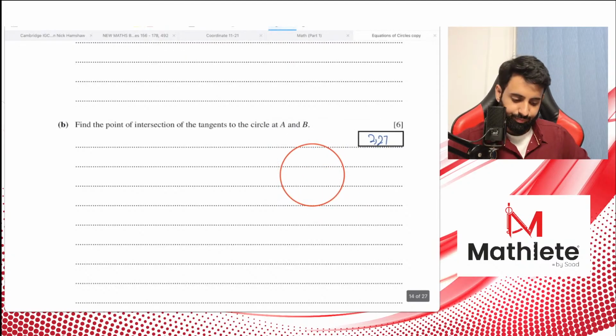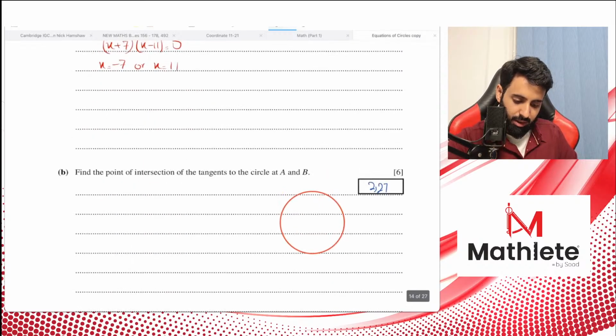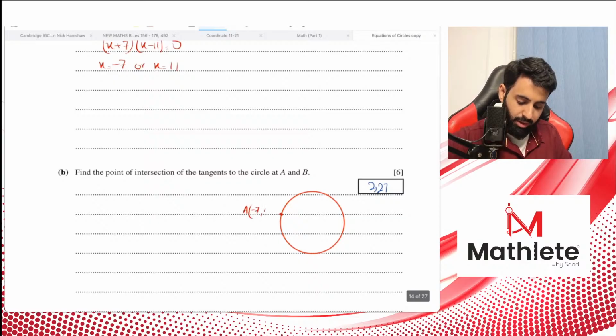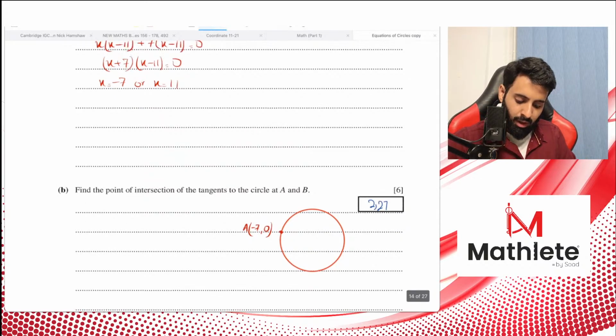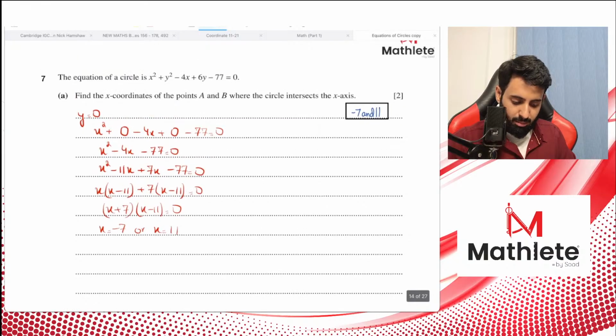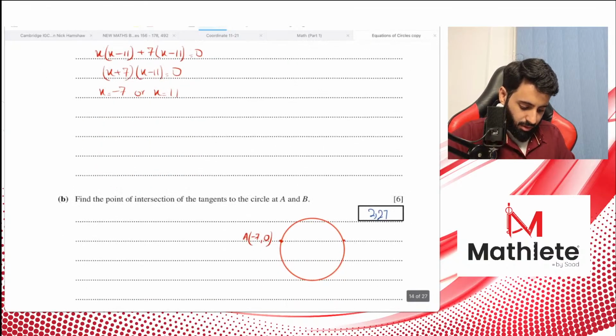Okay, now, so minus 7 and 11. So minus 7 is going to be somewhere over here, let's say. This is minus 7. This is the point A, which has coordinate x equals minus 7. And what is the y coordinate going to be? The y coordinate definitely is going to be equal to 0. And B is another point where the circle intersects the x-axis, and that has coordinates 11. So here's point B with coordinates 11, comma 0.